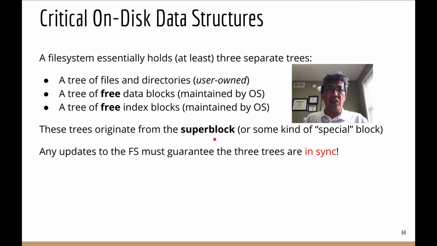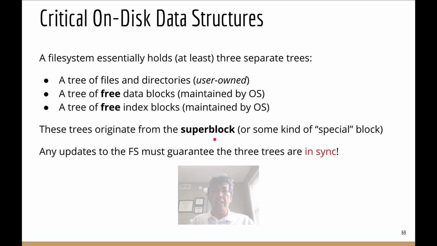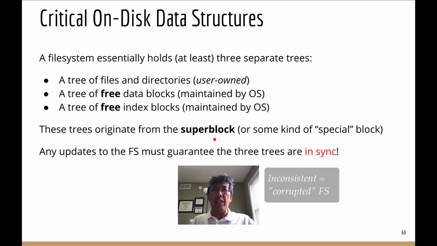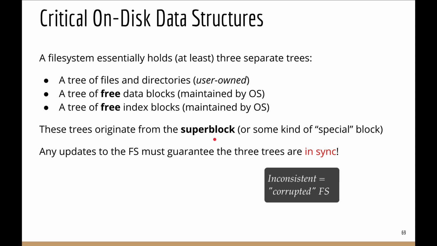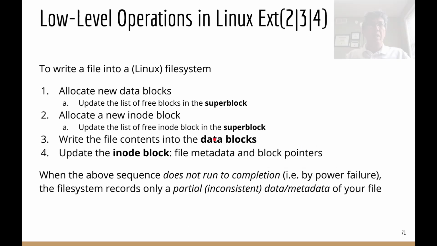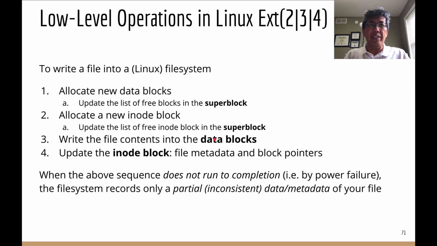And these 3 data structures are referenced from a special place in your drive. For Unix or Linux file system, the special location is the superblock. Any updates to the file system must update the 3 data structures. If one of them fails for some reason, then your file system will be inconsistent. We will use Unix or Linux file system as our example, but the concept applies to other file systems.